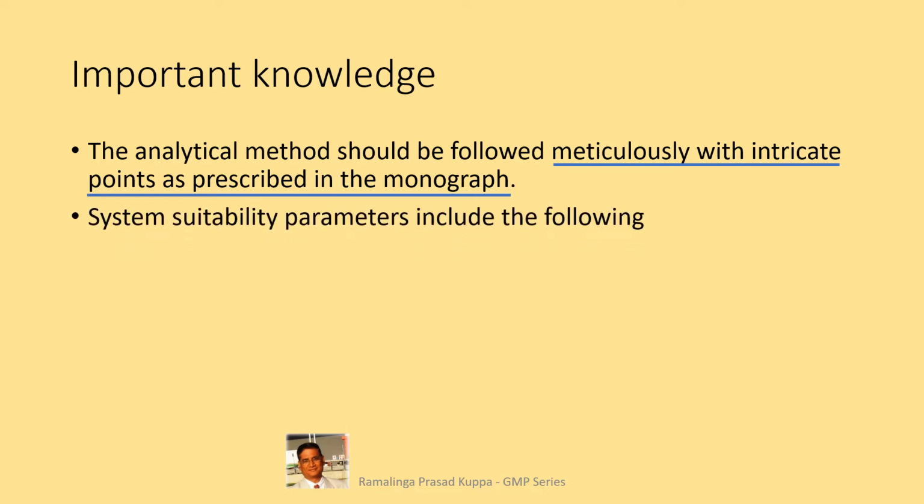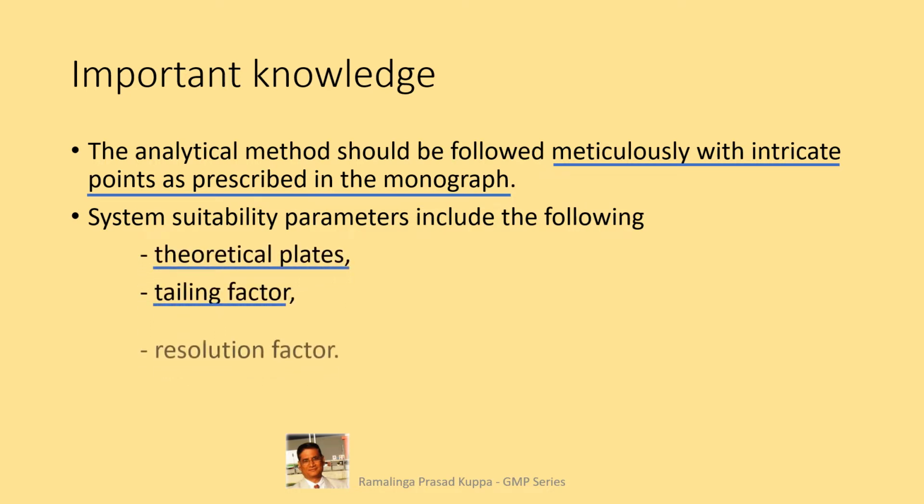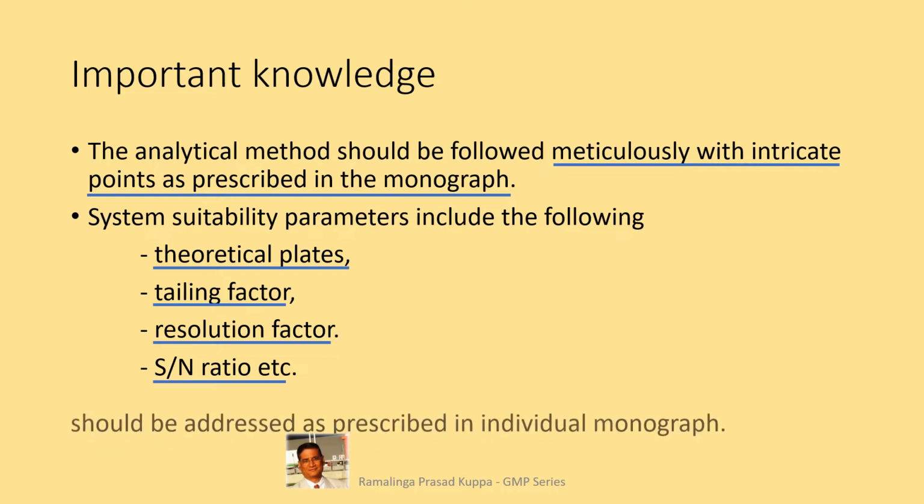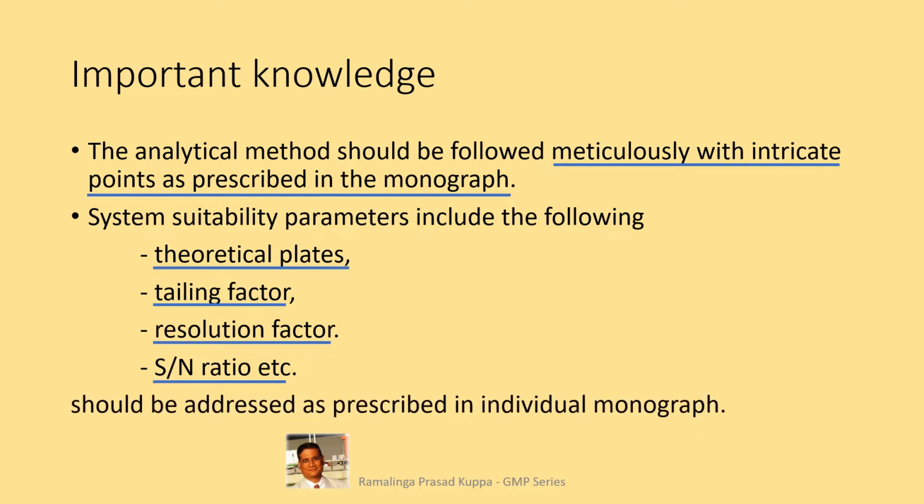System suitability parameters include the following. Every monograph has requirements to meet system suitability parameters. They include, but are not limited to, the following: theoretical plates, tailing factor, resolution factor, signal to noise ratio, etc. These should be addressed as prescribed in the individual monograph. It is necessary to record all the raw data for evaluation.